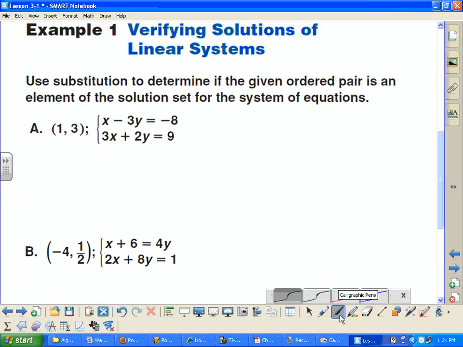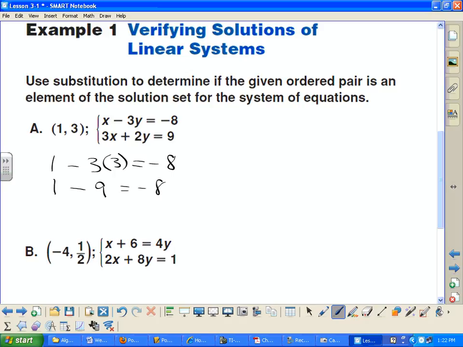So we'll take each equation and put 1 in for x and 3 in for y. We'll try the first one. 1 minus 3 times 3 equals negative 8. Is that true? 1 minus 9 equals negative 8, so that works. It works for that one. Now 3 times 1 plus 2 times 3, does that equal 9? 3 plus 6 is 9, so they're equal, so yes. So is the point (1, 3) a solution? And the answer is yes.